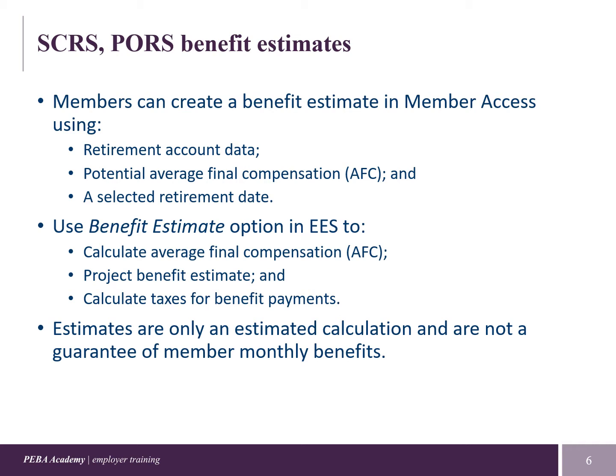As an employer with EES Access, you can provide the member with a more detailed benefit estimate than he can get on Member Access by projecting quotas for possible future average final compensation, service credit, and estimate state and federal taxes. You can also include unused annual leave and sick leave in the estimate for Class 2 members. Estimates are just that, and not a guarantee of future benefit amounts.